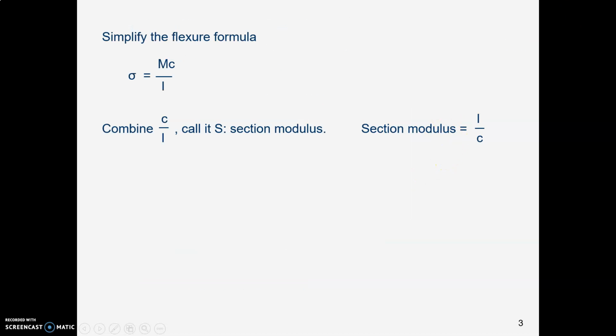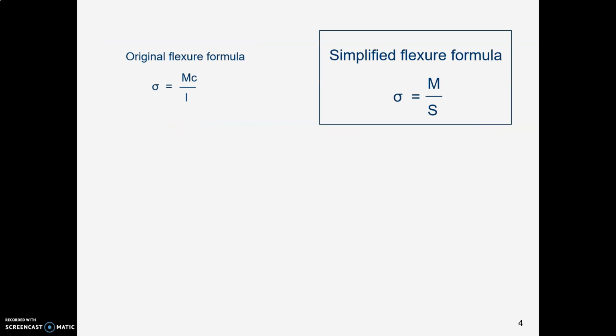Okay, well, we're going to simplify it. Engineers simplify it. They do this too by combining those two shape features, the distance from the fiber and the moment of inertia, and they just say, okay, we're going to call that section modulus. So now this is the last you will see of that flexure formula. We're going on to the simple form right here in the box. The simplified flexure formula is stress equals moment over section modulus.